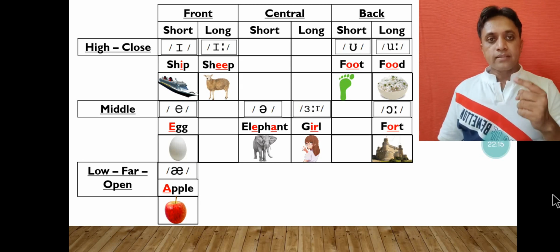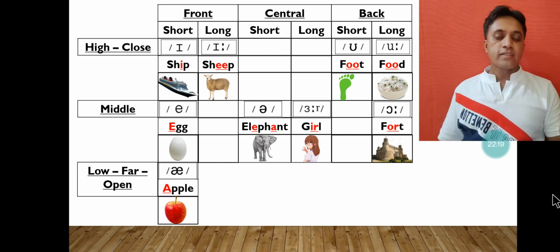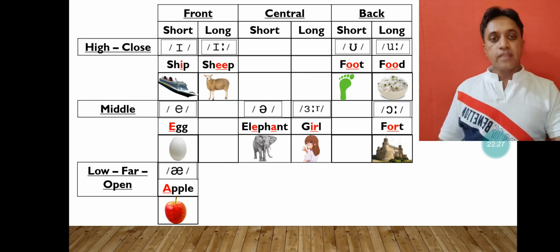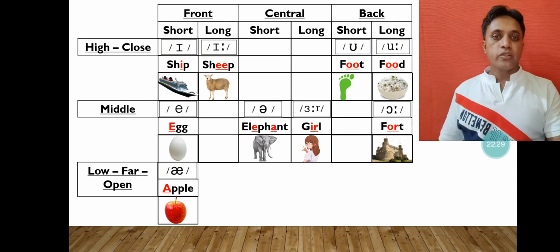Apple. This sound and symbol are also used to pronounce some other words in the American accent, such as fast, last, pass, can't, glass, etc. So this is the second difference between the US and the UK vowel sounds and accent.